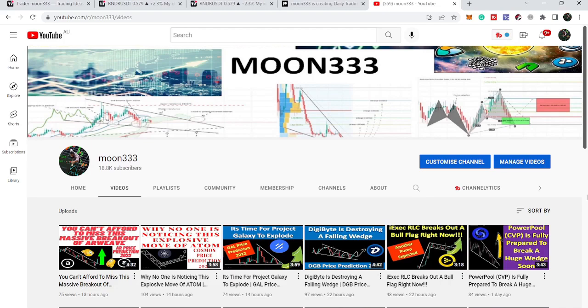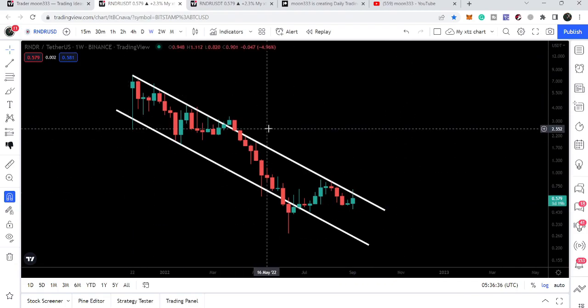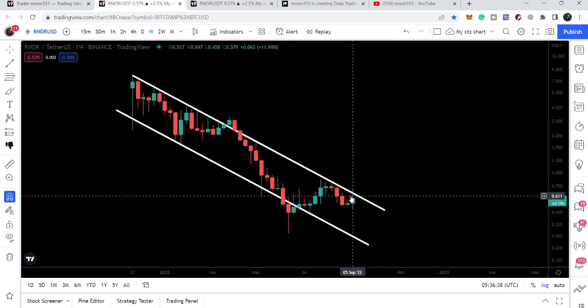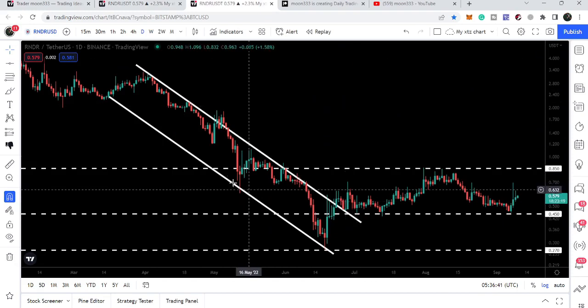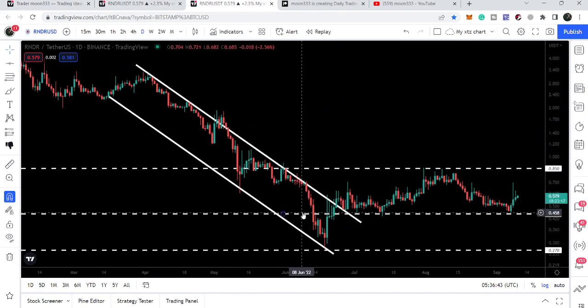Hope you're well and welcome to the new update on Render. In today's analysis, I want to show you this big down channel, and right now Render is trying to break out the resistance once again, and we will also take a look at this breakout from the smaller down channel as well.